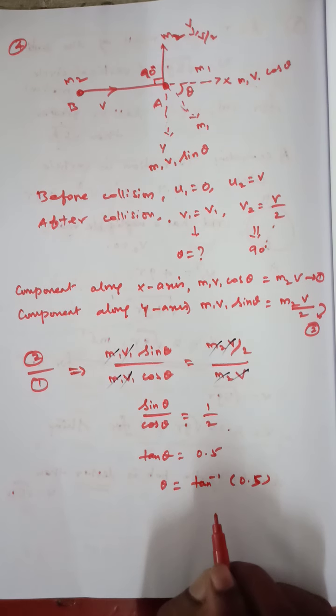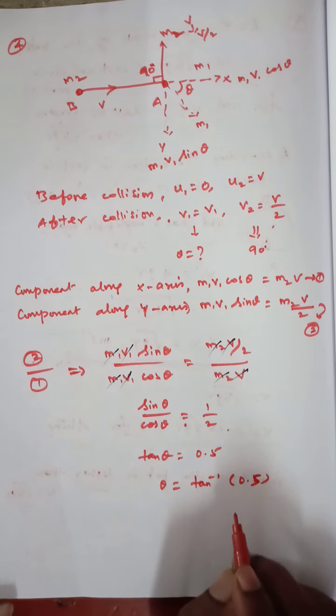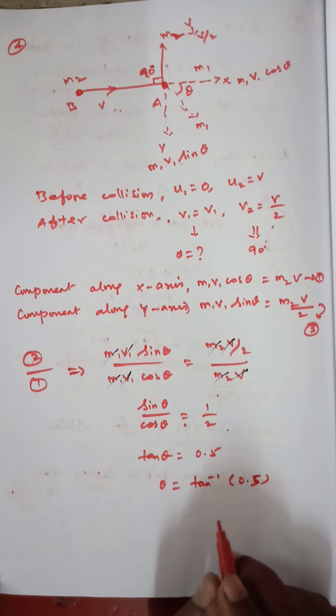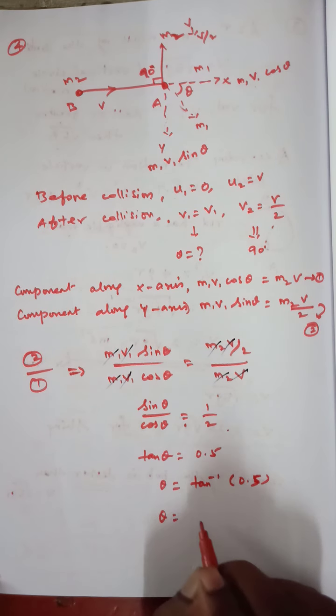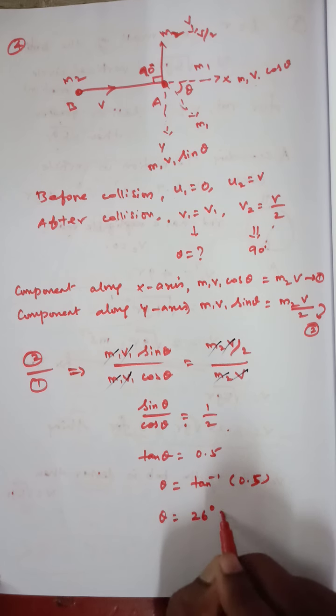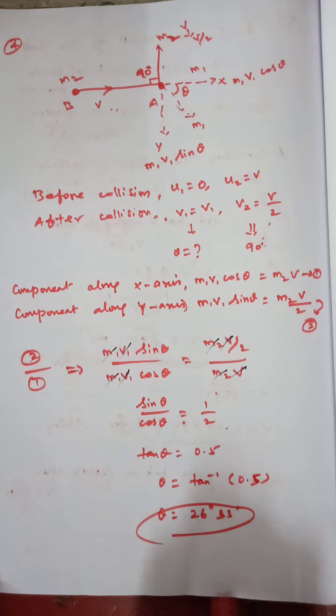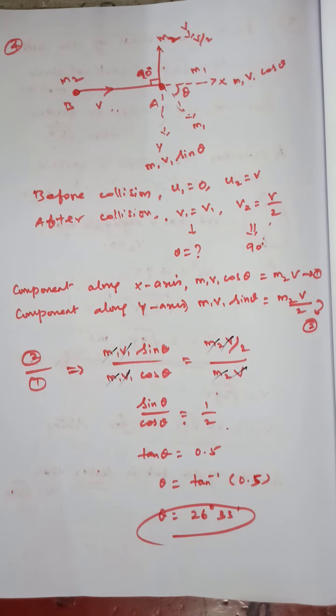Using the table of tan inverse, the value for 0.5 becomes 26 degree 33 minutes. So theta is equal to 26 degree 33 minutes. We have a table for finding the angle, the tan, sin, cos and their inverses, like a logarithm table.